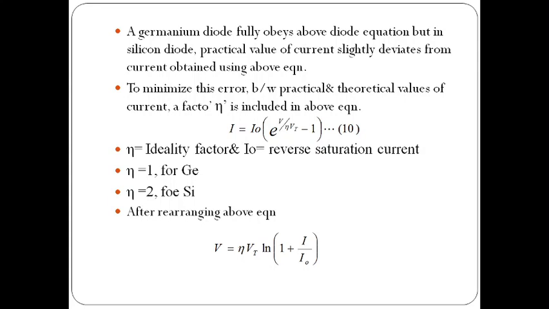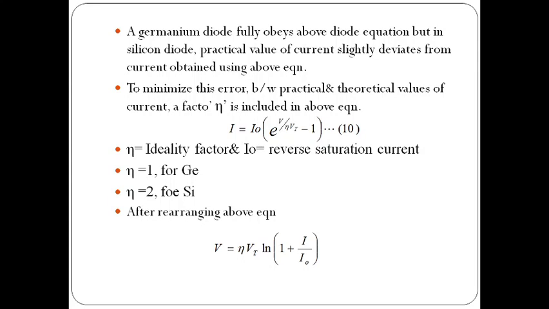To minimize the error between the practical and theoretical values of current, a factor eta is included in the above equation. Now the diode equation becomes I equals I naught into e power V by eta Vt minus 1. So here we are using the eta factor. This is a typing mistake, or rather the factor eta is included in the above equation. Now this I becomes I naught into e power V by eta Vt minus 1.